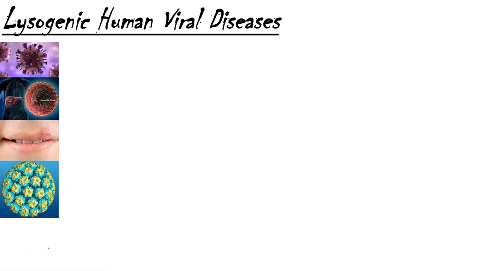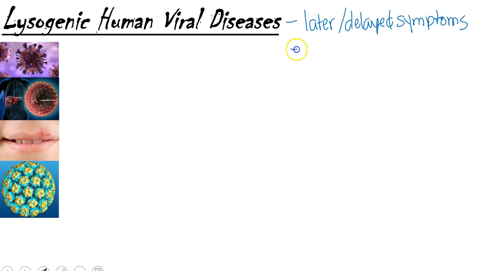All right, so remember, lysogenic viruses typically have later onset symptoms. Or they can appear and then go dormant for a while. And they can be reoccurring. So what are some common ones of those? One that is a recurring lysogenic virus is HIV. Right? HIV inserts itself into your host cell's DNA.